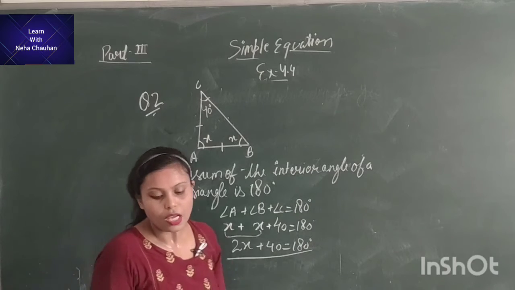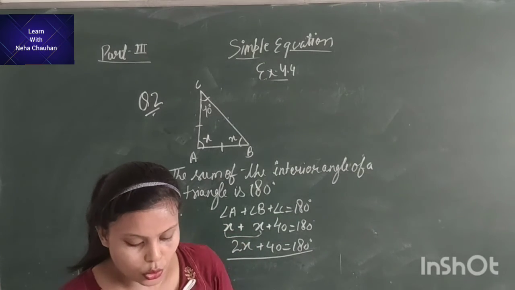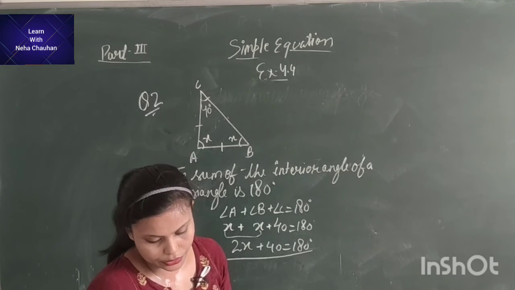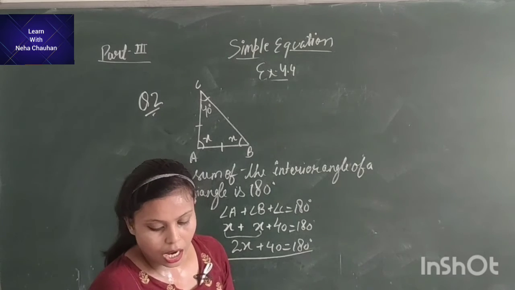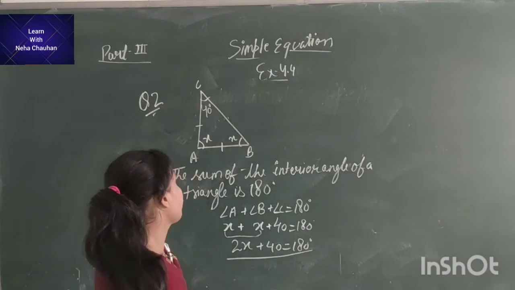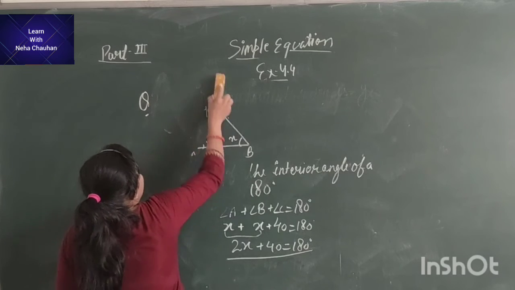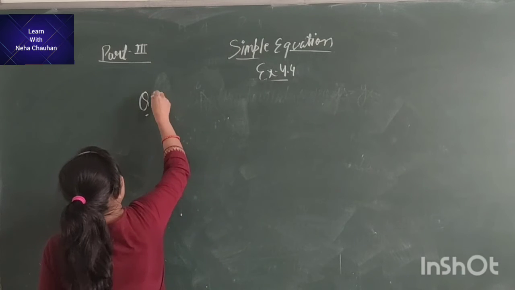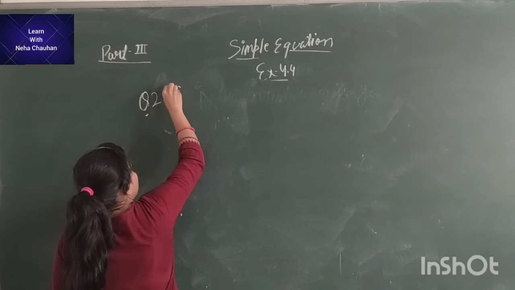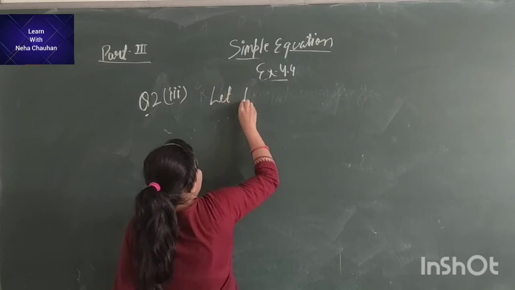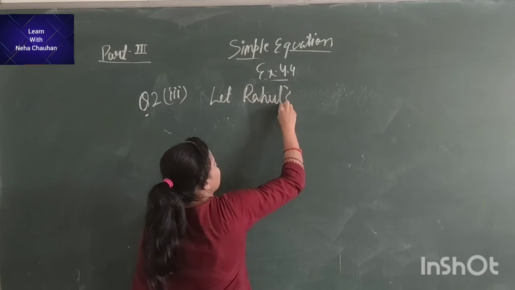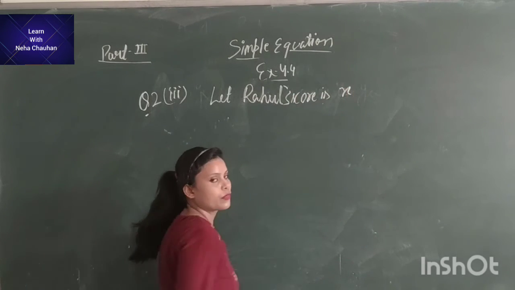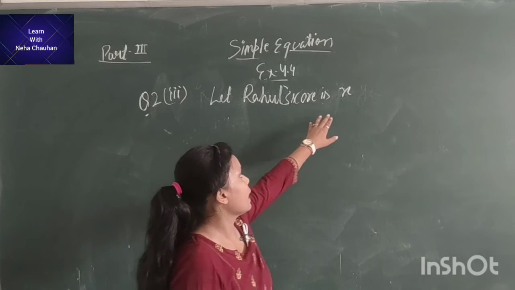Alright. Next: Sachin scored twice as many runs as Rahul. Together their runs fell two short of a double century. How many runs did each one score? Okay. So let Rahul's score be x. Suppose Rahul has scored x runs.